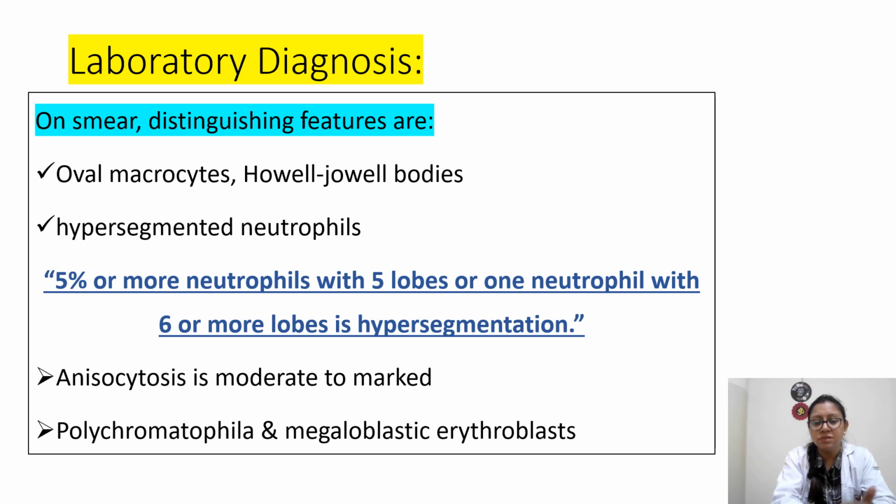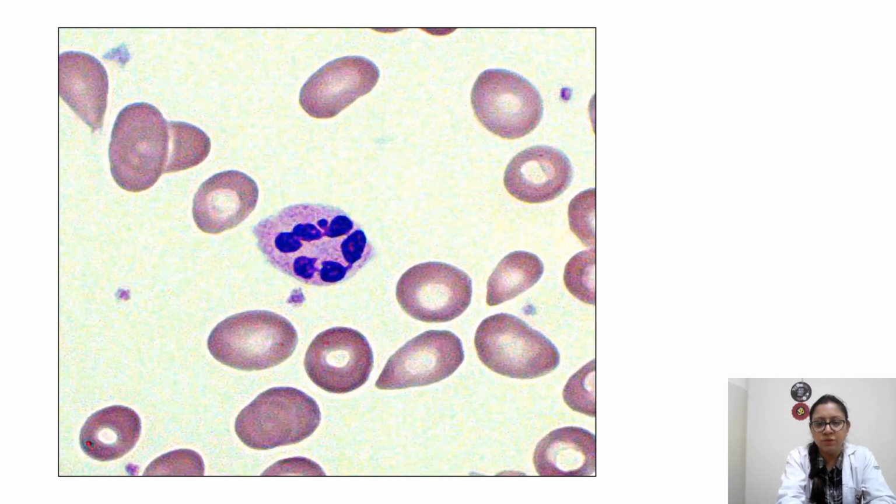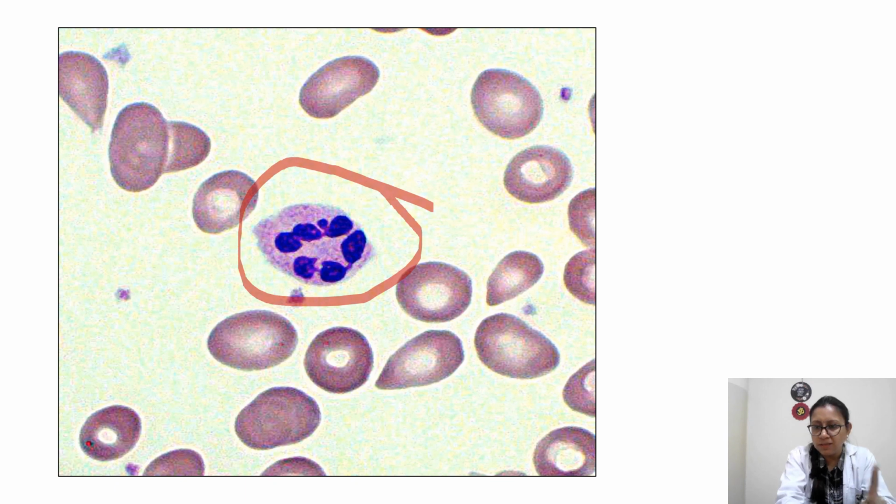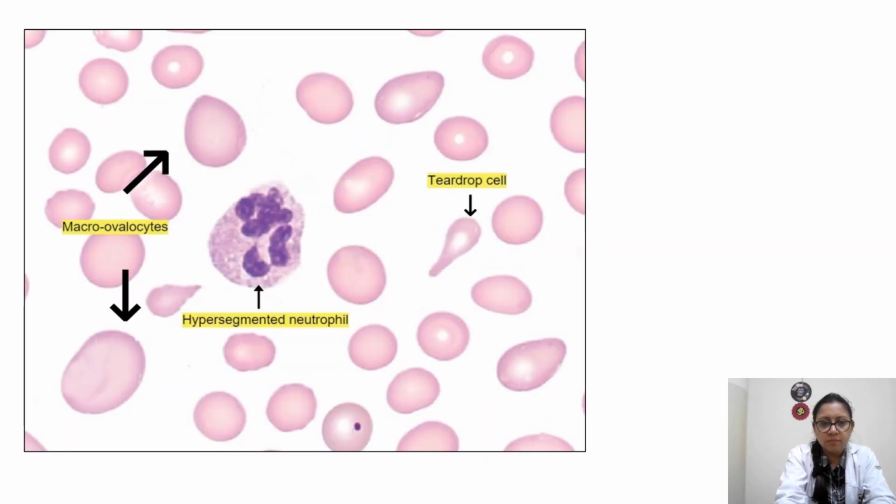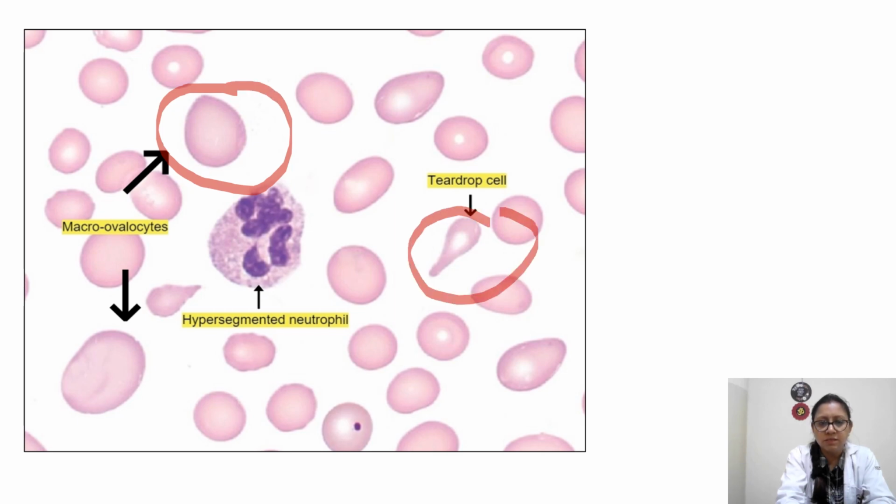Then anisocytosis is moderate to marked, with variation in size. Polychromatophilia and megaloblastic erythroblasts also appear in the peripheral blood. So this is your 6-lobed neutrophil. You have 1, 2, 3, 4, 5, 6 lobes. So one 6-lobed neutrophil is in favor of megaloblastic anemia. These are your macro-ovalocytes. Fine. This is your teardrop cell. This is your hypersegmented neutrophil.